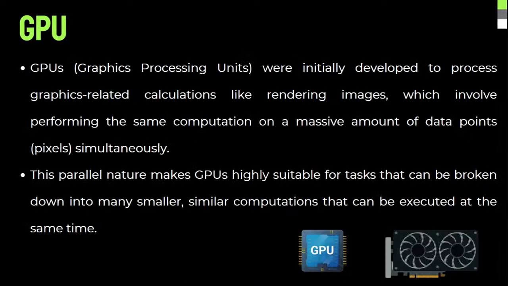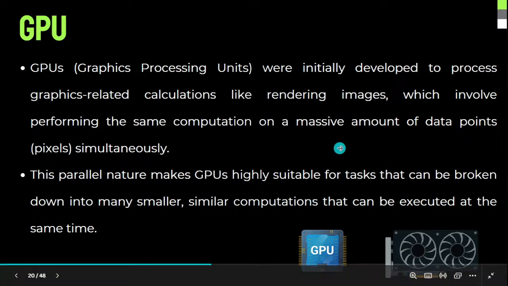You can go for GPU. GPUs initially were designed for gaming. GPUs were initially developed to process graphics-related calculations like rendering images. I hope you guys know, rendering means configuring and showing the image. The screen you see is actually pixels, one by one, top to bottom. It is a matrix of pixel rows and columns.